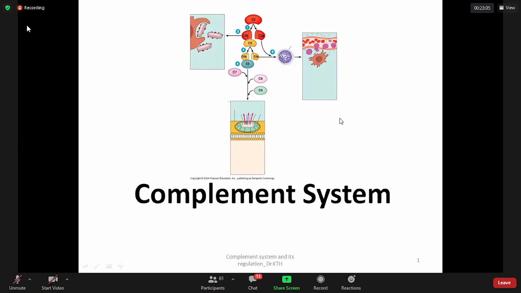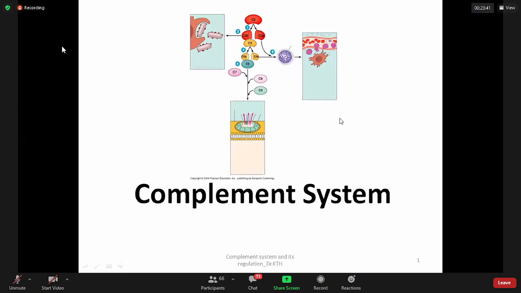So I hope that by the end of this lecture, you're able to tell the three types of complement system activation. You're able to describe how each of these systems is activated up to the point when we have something called the membrane attack complex. You're able to tell the role of complement, the functioning of complement in the immune system, and you're also able to discuss how complement is regulated.